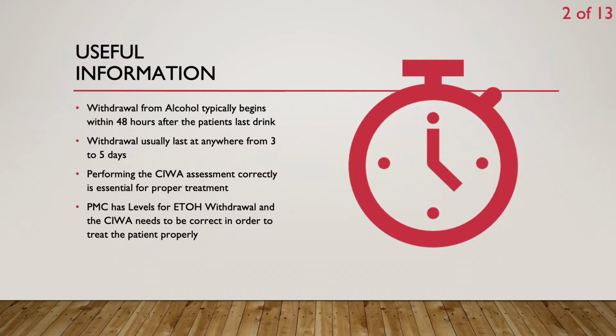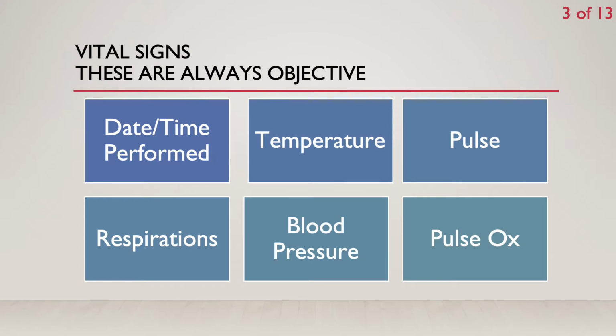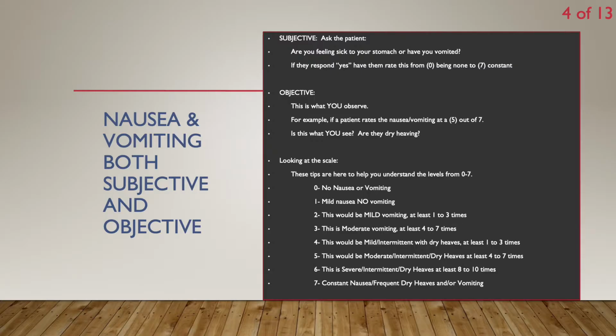Piedmont Medical Center has levels 1, 2, and 3 for alcohol withdrawal protocols, and each level is a little bit different on how the treatment is given to the patient. So you need to make sure that you do a correct CIWA evaluation every time on your patient. First thing you do is vital signs. These are always objective. Date, time performed, temperature, pulse, respirations, blood pressure, and O2 sats.